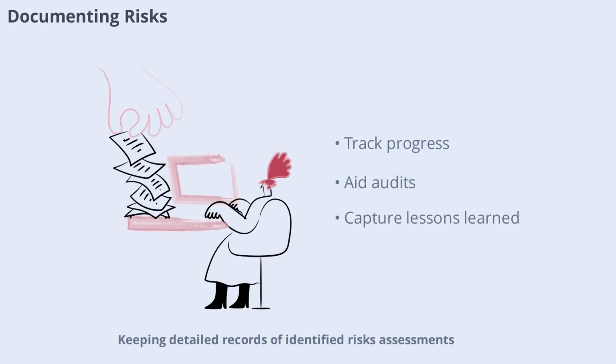Keeping detailed records of identified risks, assessments, and response actions is crucial. Documentation helps track progress, provides evidence for audits, and ensures lessons learned are captured for future reference. Well-maintained records also make it easier to communicate with stakeholders and demonstrate your commitment to effective risk management.